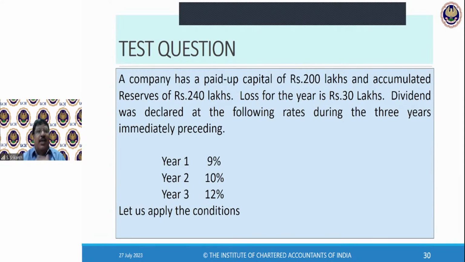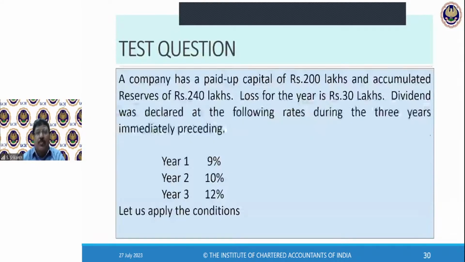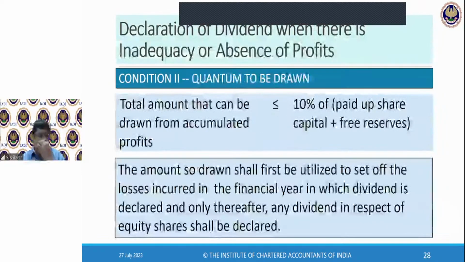All of you are stopping at condition 1. Who will go to condition 2? I will put condition 2 here. Who will go to condition 2? 10.33, okay. 10.33 is the average rate, but it is not the rate at which you can declare dividend.